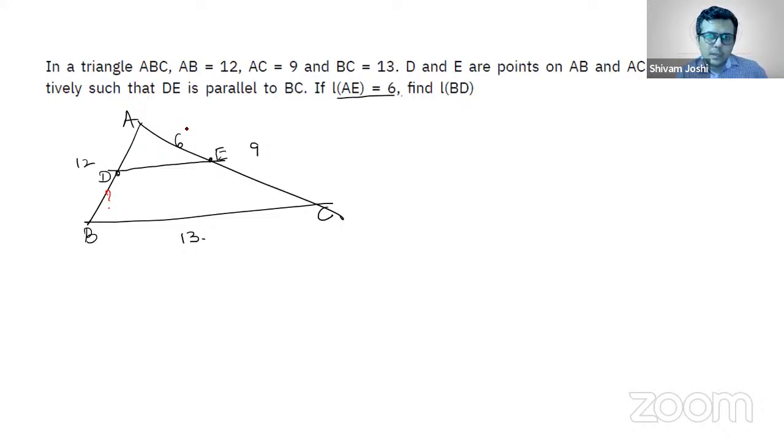Now, you know that this is 6, okay, and this is 9. You can say that this is 3. So 6 upon 3 is AD upon DB. So how much is that? 2 upon 1. Can we simply divide the total value, which is 12, in the ratio of 2:1? So when you divide 12 in the ratio of 2:1, this is going to be 8, and this is going to be 4. Now you can answer whatever is required. If you require BD, that has to be 4.